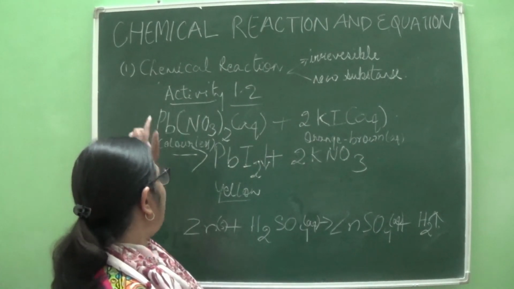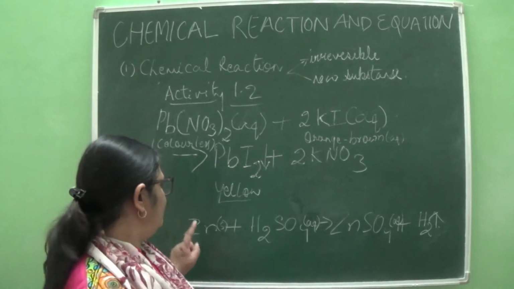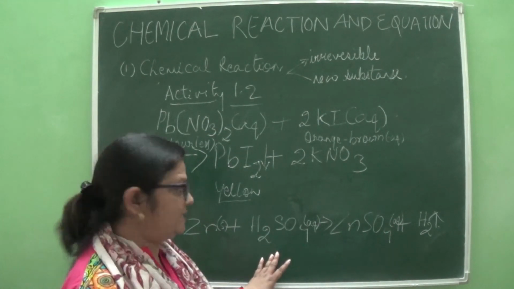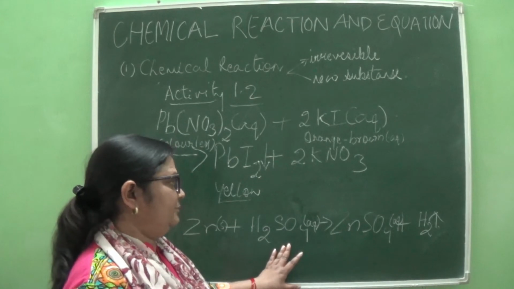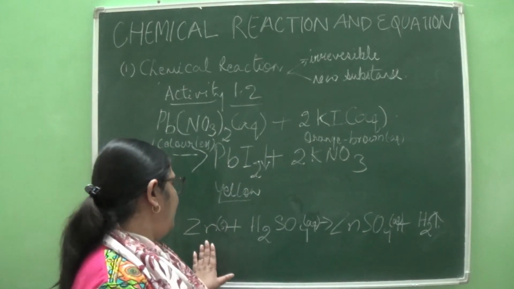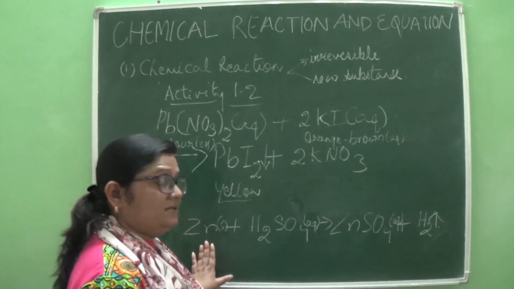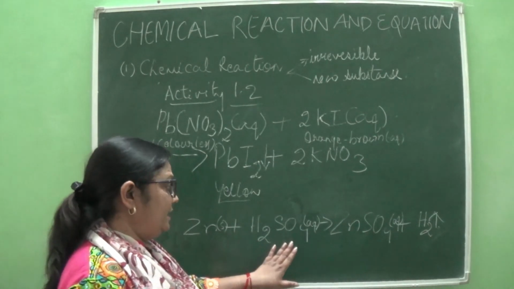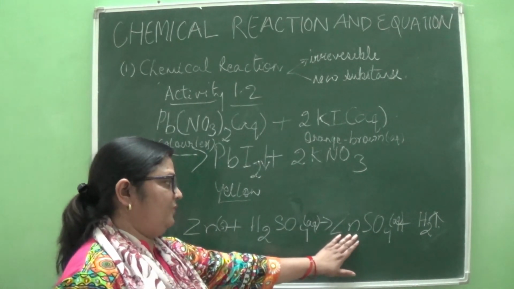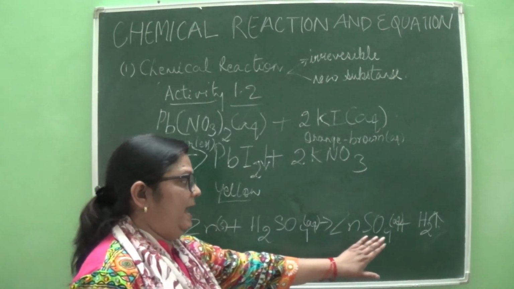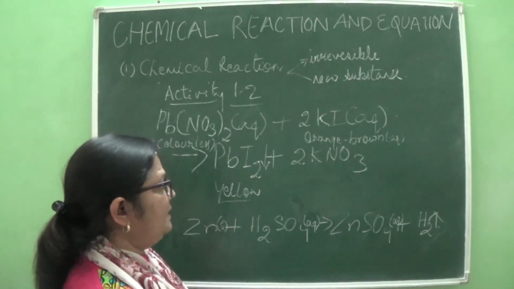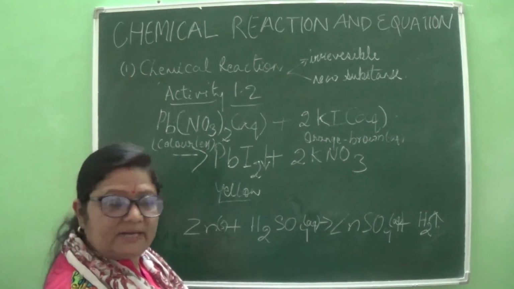Now come to activity 1.3. In this we are taking zinc and adding it to sulfuric acid, which is in aqueous form, and we are getting zinc sulfate and hydrogen. Here zinc is in metallic form, silver grey in color, and H2SO4 is colorless, and we are getting zinc sulfate in aqueous form, and hydrogen gas is evolved. So we have seen these examples of chemical reactions.